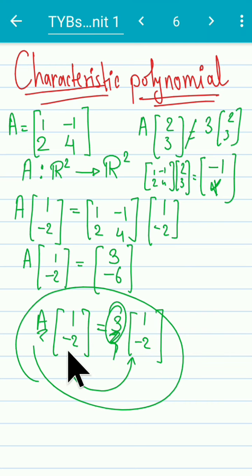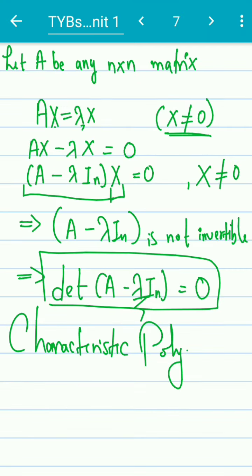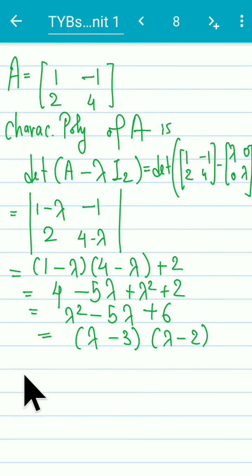Now let me find the vector from this 3, that matrix, that 1 comma -2. I know 3 is nothing but a characteristic root. The roots of the characteristic polynomial are called characteristic roots, or eigenvalues. In the next video I will go into detail about the definition, but in this video I just want to give you an introduction.